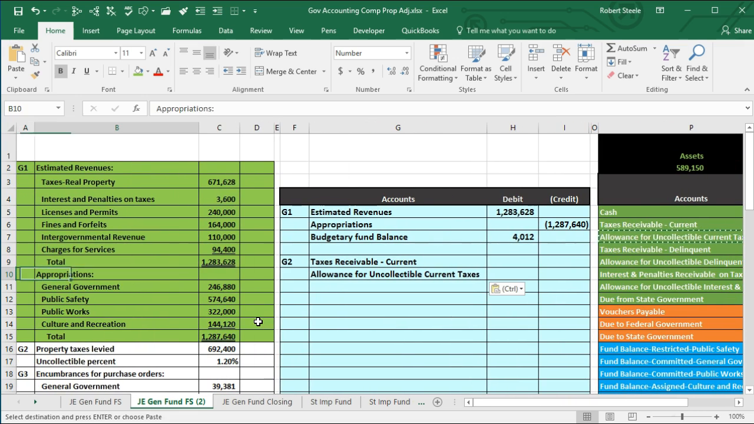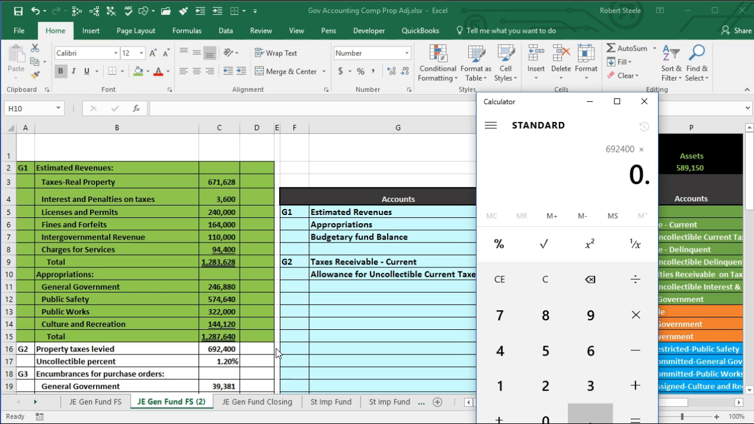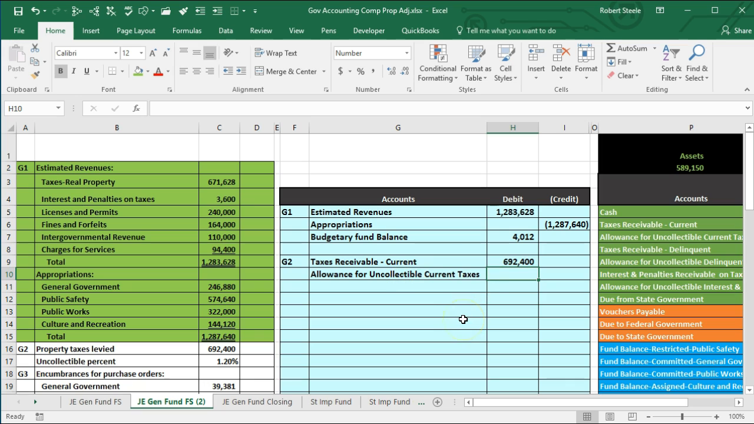So what we're going to say is the assets are going to go up by the amount that we levied to get paid, which is this $692,400, that right there. And we're saying we're not going to get, we believe, an estimate of 1.2%, so 692,400 times 0.012 would be that. Rounded, I'm going to do that with a formula. So I'm going to say, instead of equals, I'm going to say negative of, well, let's just type it in there, 692,400, and I'm going to say times this number. And there we have it, 8309.